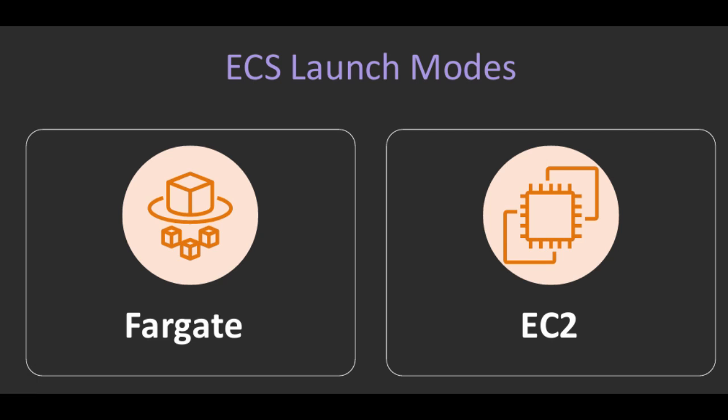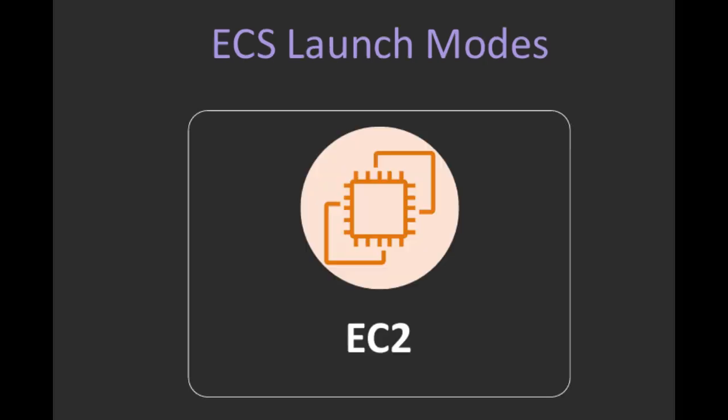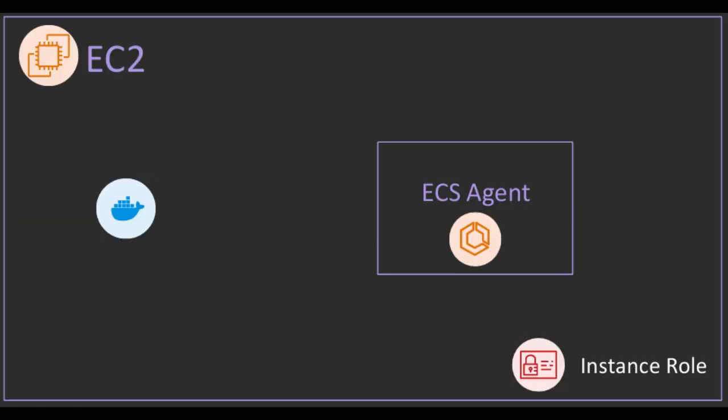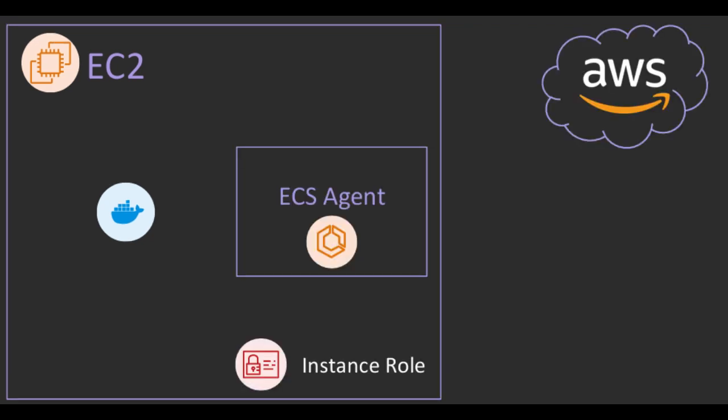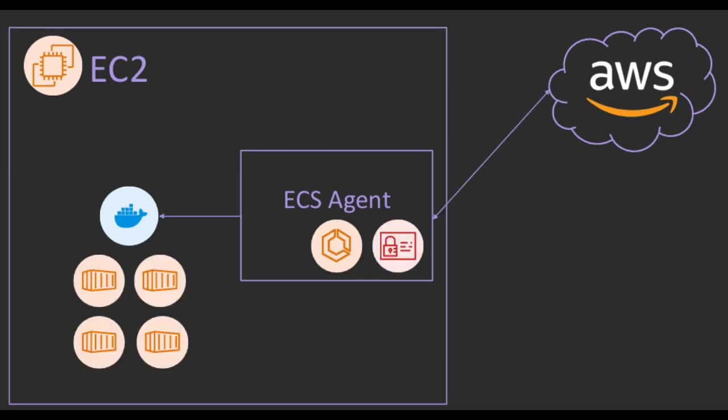There are 2 main ways to run tasks in ECS: Fargate, which is serverless, and EC2 launch type, where you manage the servers. Today's entire story is about the EC2 launch type. On that EC2 instance, a special piece of software called the ECS agent is running. This agent is the middleman. It communicates with AWS and manages tasks. To do its job, it uses the IAM role attached to the EC2 instance, the instance role. So again, the EC2 instance, the ECS agent, and the instance role are all linked.